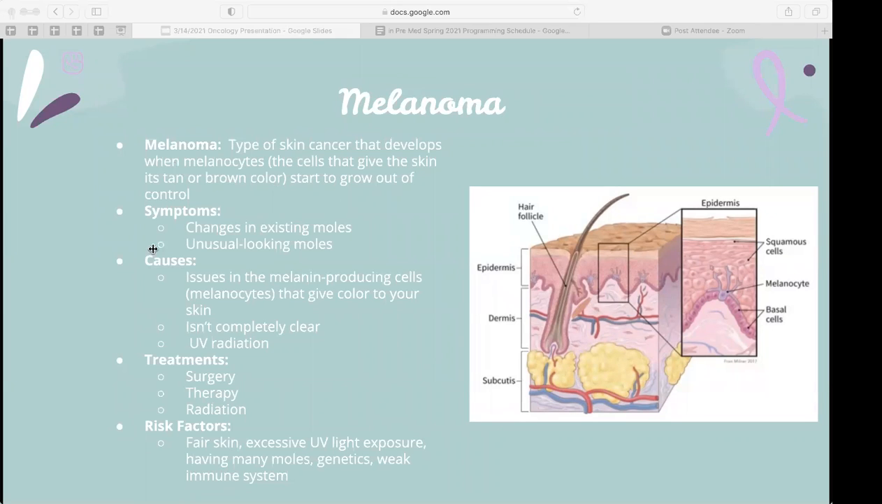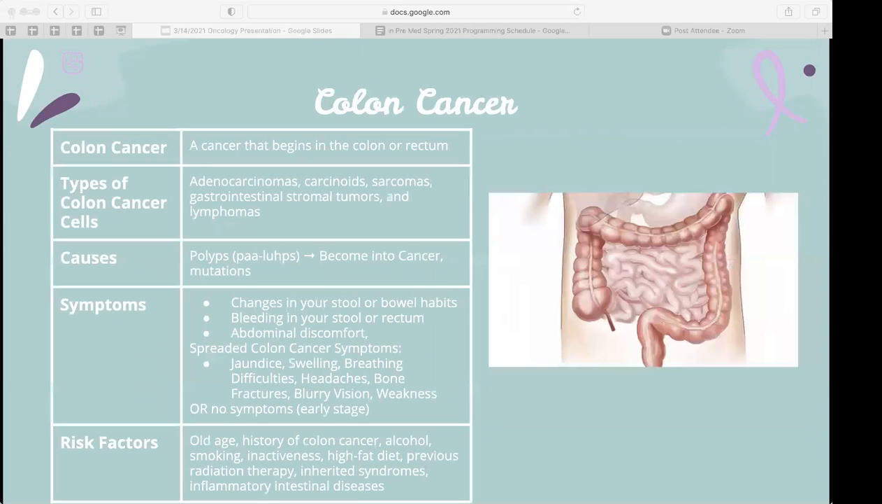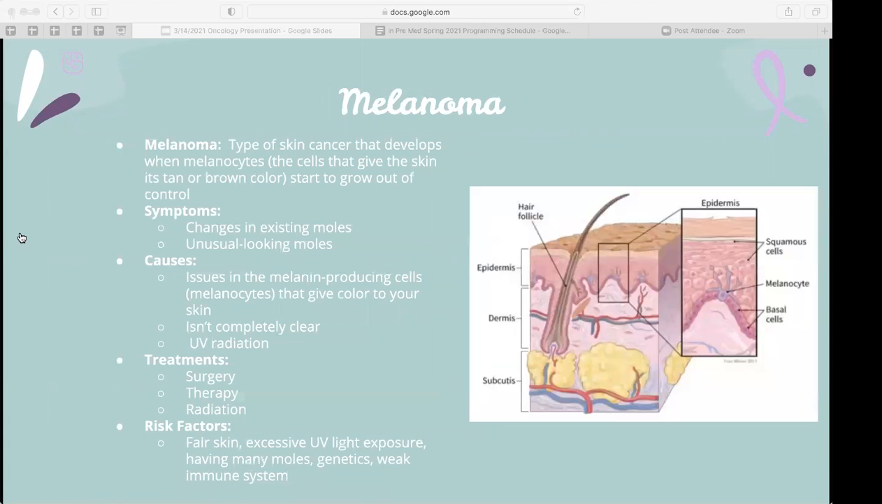Melanoma is a type of skin cancer that develops when melanocytes start to grow out of control. Melanoma is much less common than some other types of skin cancers, but it's more dangerous because it's more likely to spread to other parts of the body if not caught and treated early. The first melanoma signs and symptoms include a change in an existing mole and the development of a new pigmented or unusual looking growth on your skin.